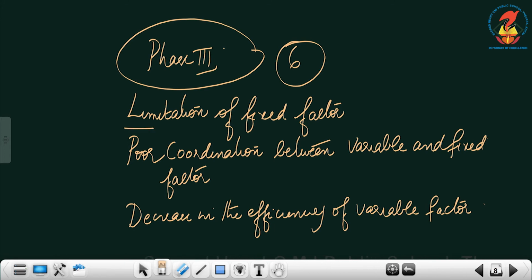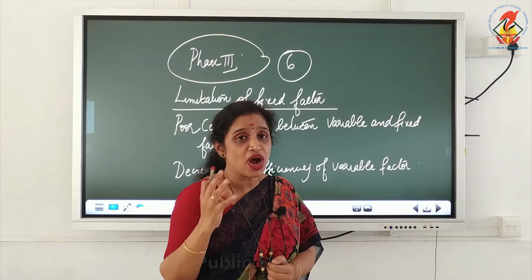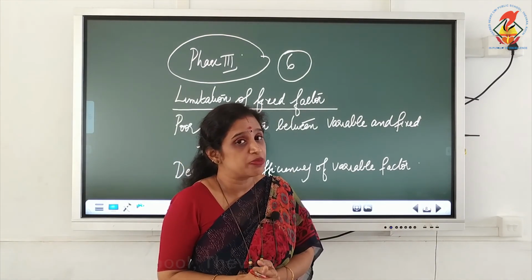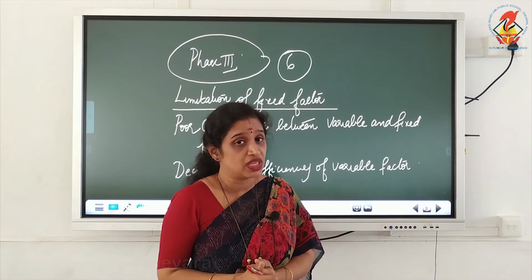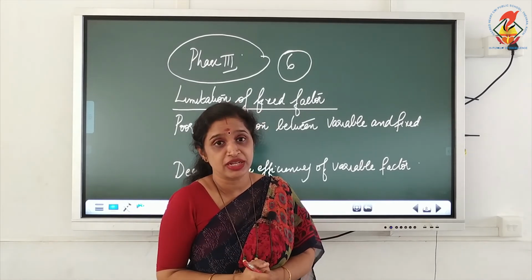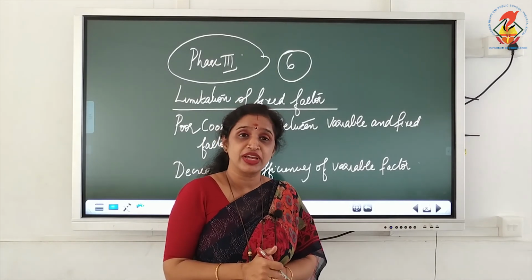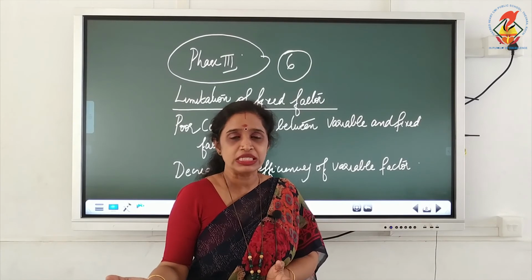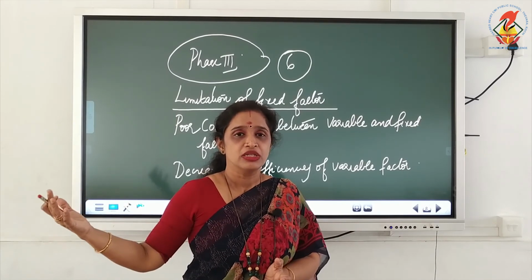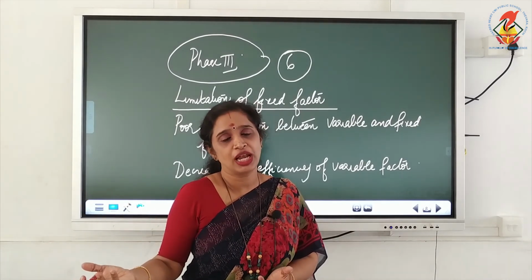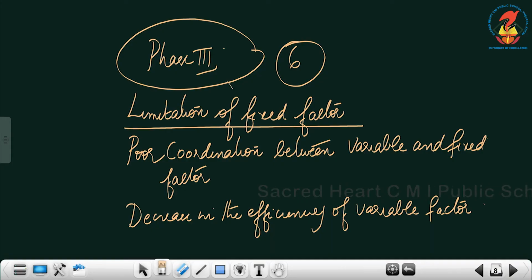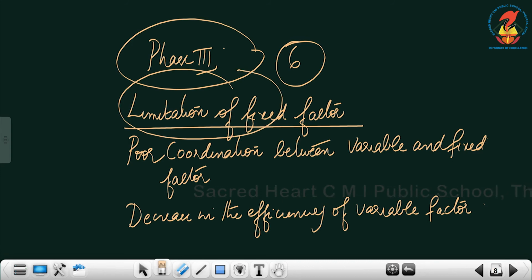Now see the limitation of fixed factor. What do you mean by limitation of fixed factor? Why in this stage is total productivity falling and marginal productivity becoming negative? Because there is a limitation for the fixed factor. Which is the fixed factor here? Machine. Machine has got a limitation, isn't it? 1 machine and so many workers will not help for anything else. So there is a limitation for the fixed factor.